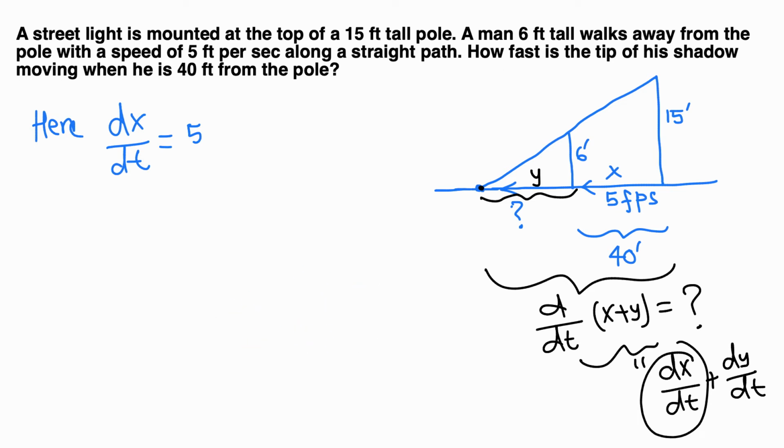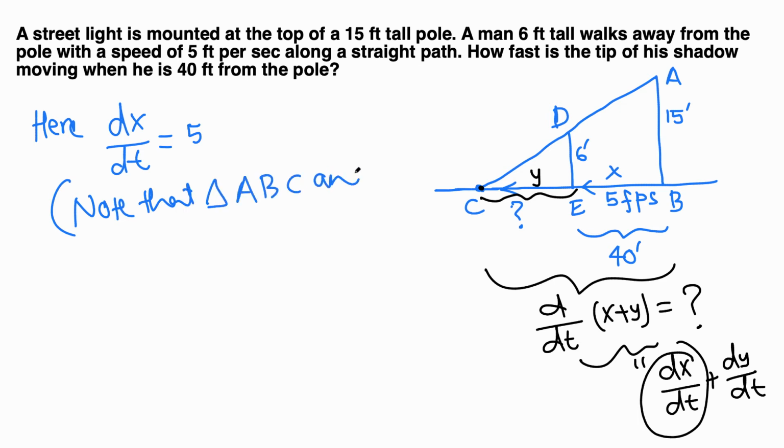You can name the triangles if you like, which is not necessary, but this is A, B, C, that's the big triangle, and D, E, C is the smaller triangle, and they are similar. This is optional. Note that triangle ABC and triangle DEC are similar. That means their corresponding sides are proportional. So we can say 15 over 6.